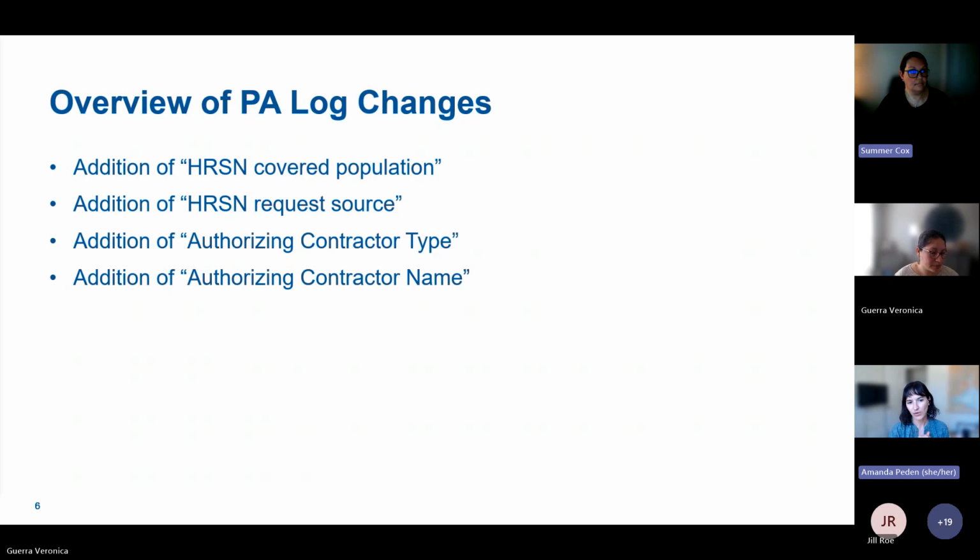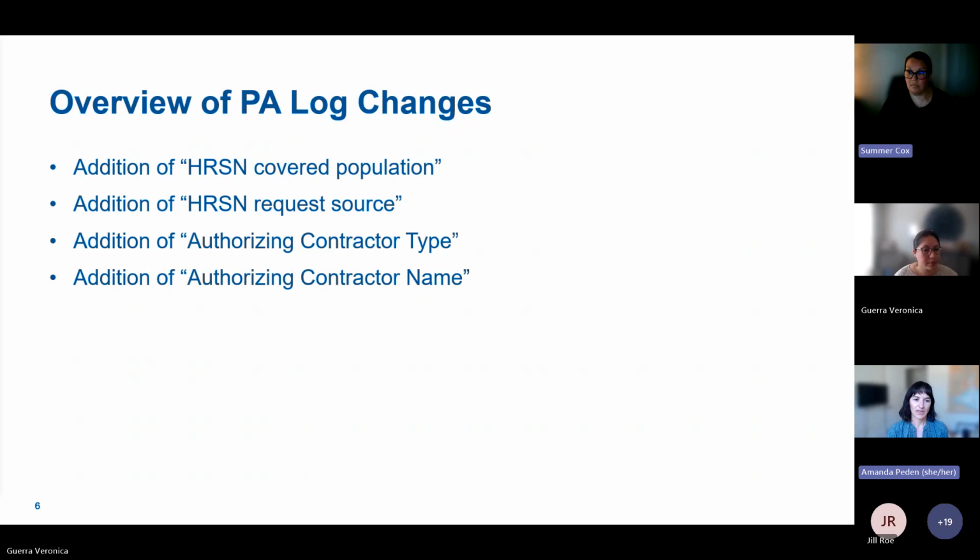And our proposal is to put that into the prior authorization log, which would allow us to understand for each request that is coming in, what is the covered population for that request, and be able to track that through to the service utilization, the denials, et cetera, from there.